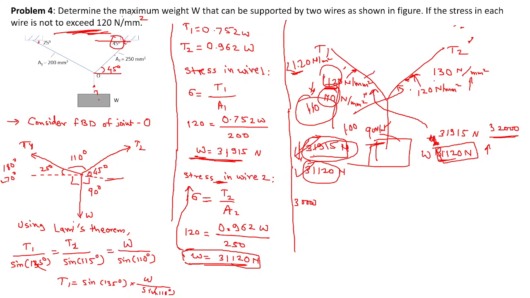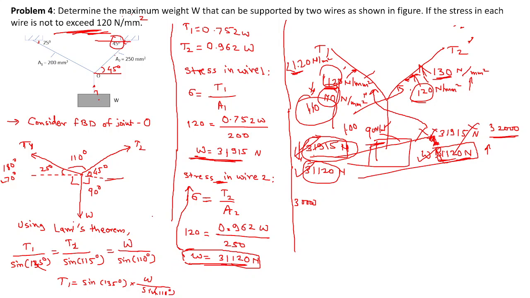Okay. Now take wire number 2. If we take a load of 31,120, then the stress value will be 120, and if we take 31,915, the stress value will be 130, which is not permissible. Means 31,120 is permissible in both conditions, while 31,915 is not permissible in one condition. So we can't take this value; we will take this value.